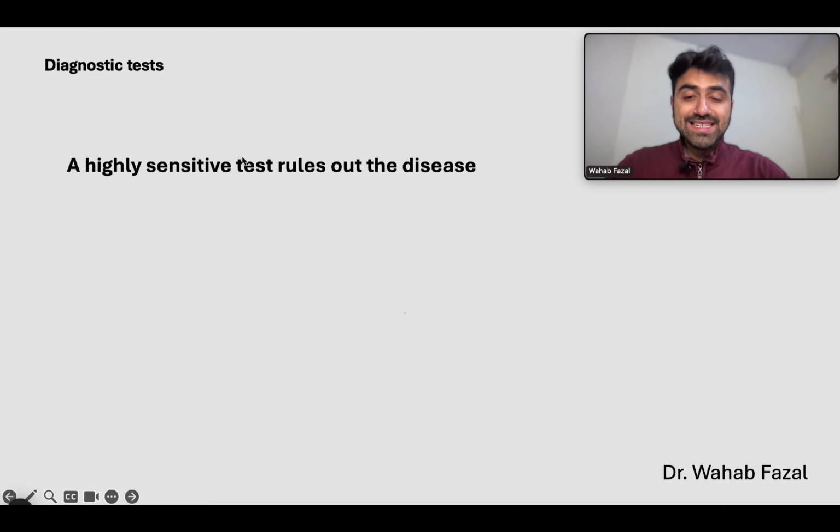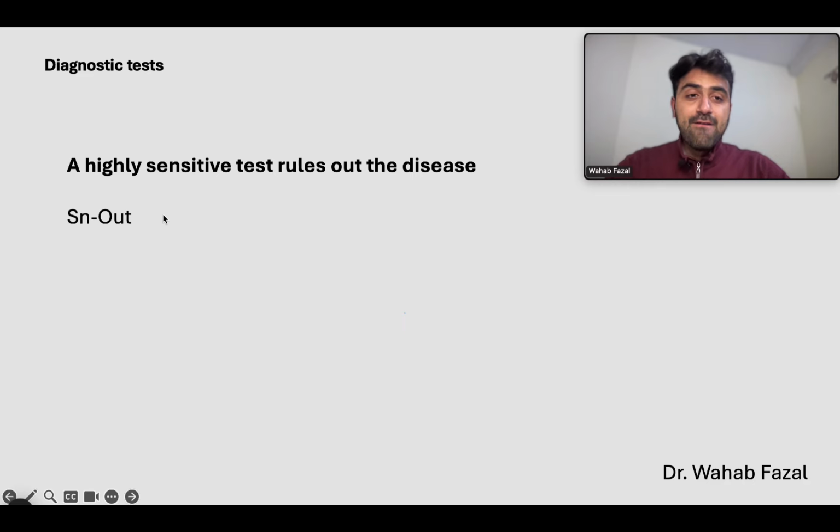A highly sensitive test rules out the disease. What does this sentence even mean? If you're wondering this, firstly, I just want you to remember this sentence. How you remember this sentence is by the simple mnemonic of SNOUT. SNOUT: a highly sensitive test rules out the disease.